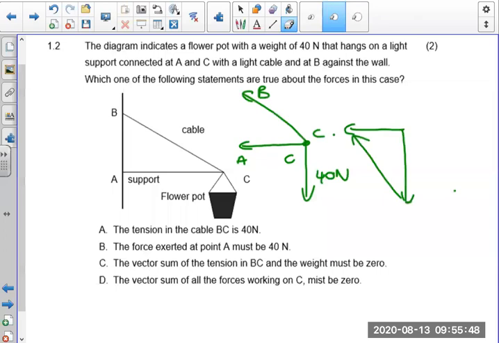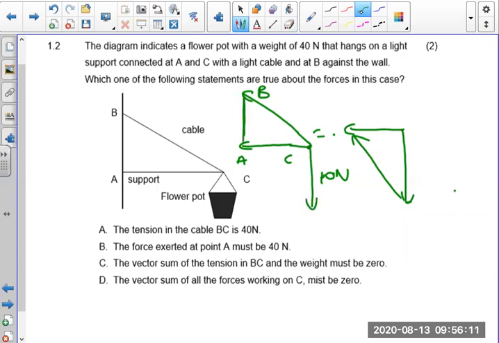Now, they say the tension in the cable is 40, and then they go on and say the vector sum of the tension in BC and the weight must be 0. And that's true. Okay. So the weight is the downwards one. The weight is the one that goes down. So this one is the weight, and that is the y component of BC.